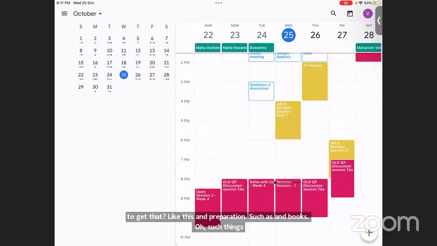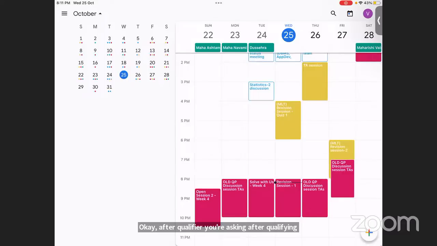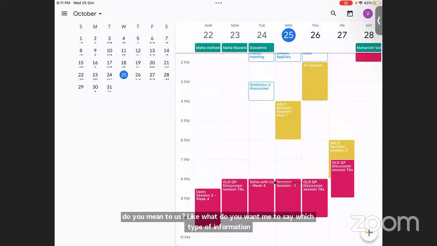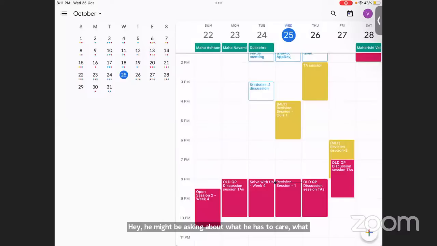After qualifying, at the qualifier exam. What do you need to ask? What do you want me to say? Which type of information do you need? He might be asking about what he has to carry to the center. Okay, it's a normal exam, so it's like a college exam only, right?